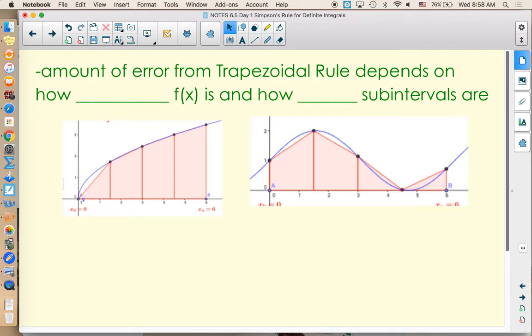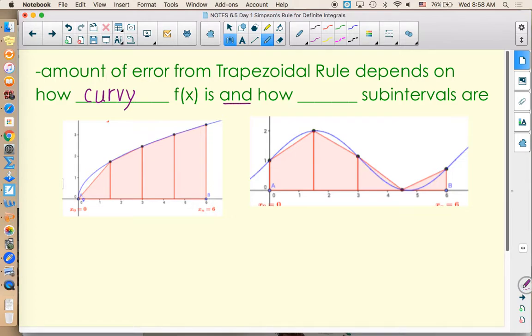So the amount of error in trapezoid rule depends on two things. It depends on how curvy f of x is. The less curvy, the better trapezoids would fit, like that first example. Those last three trapezoids fit really well because the curve is not nearly as curvy. It's not a technical math word. In the second one, though, you can see that none of those trapezoids fit quite as well.